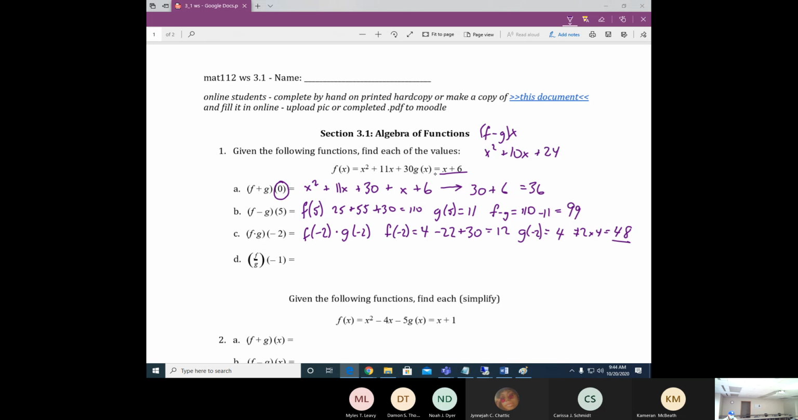Now, if you want to make that harder, multiply x squared plus 11x plus 30 times the quantity x plus 6, multiply that all out and get x cubed plus 6x squared plus 11x squared plus 66x plus 30x plus 180. You could then feed an x of -2 and you get the same answer. But it's a lot more work at that point multiplying f times g at -2.